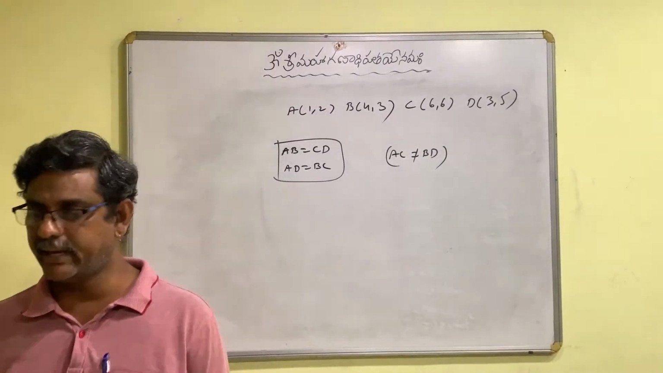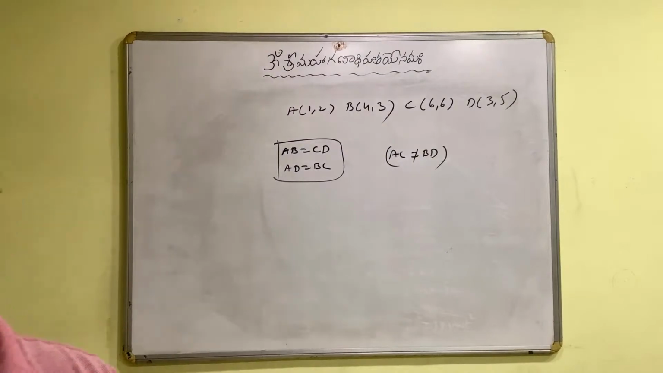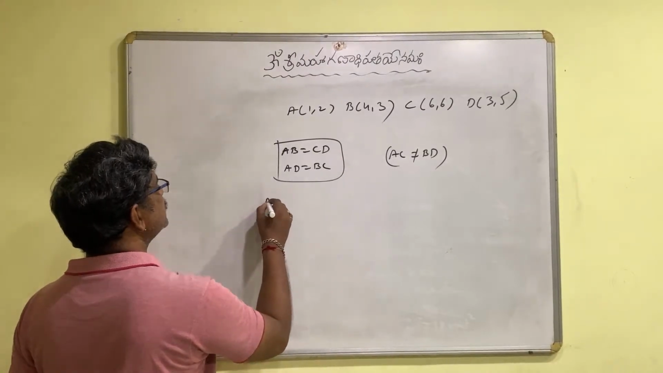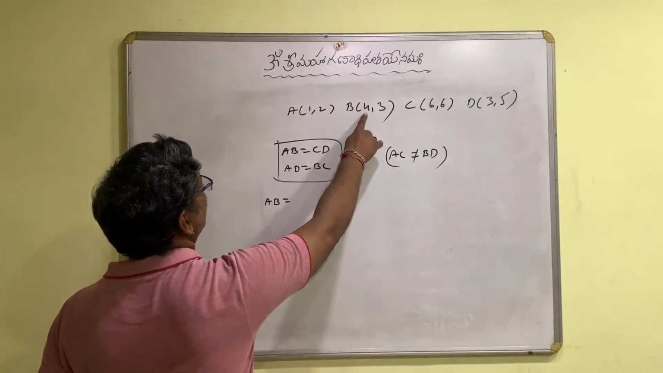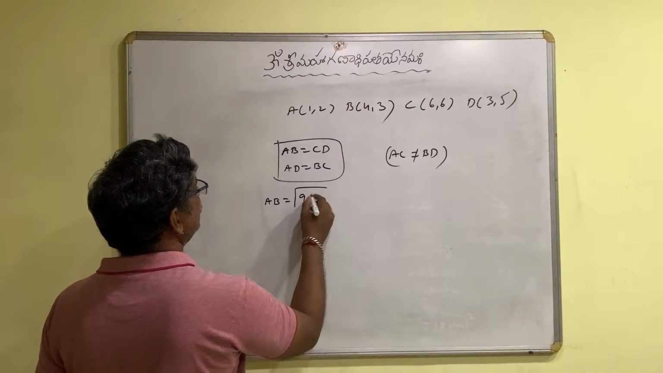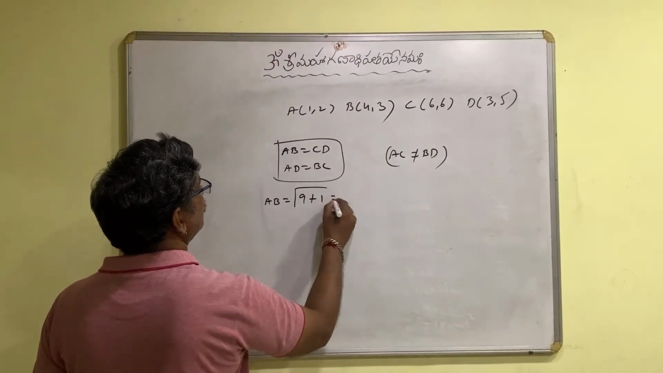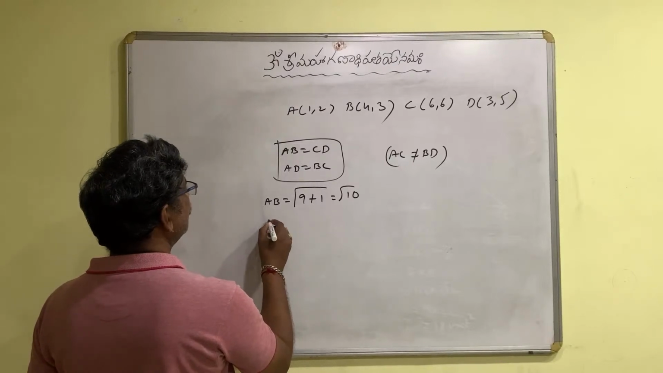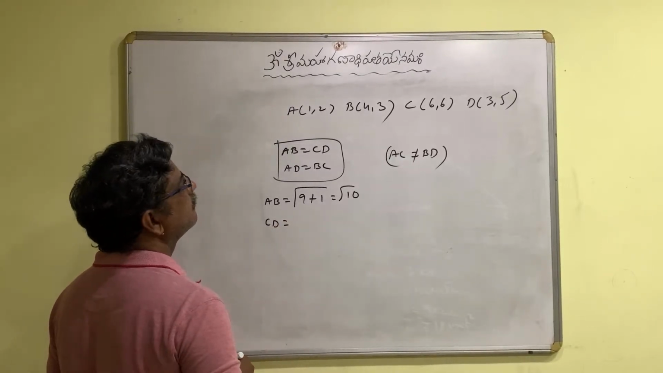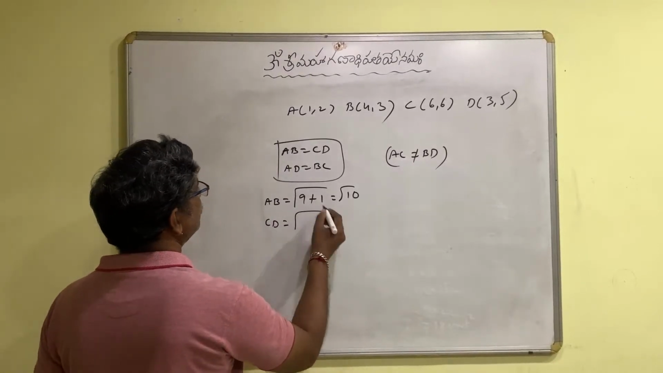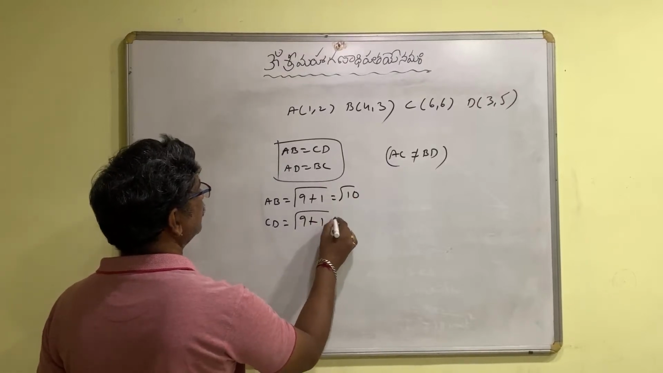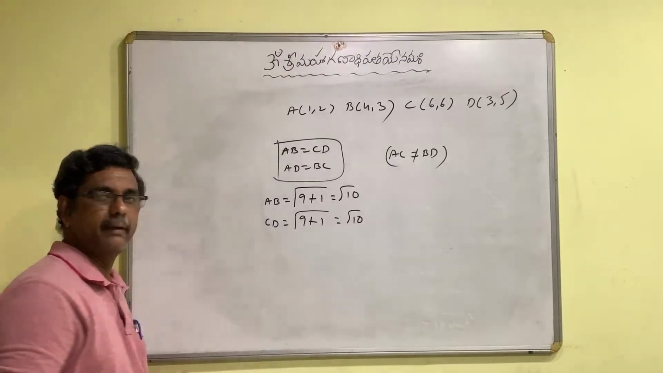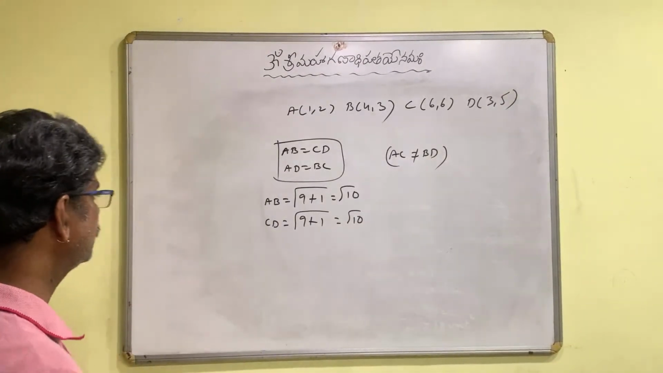What is AB? What is CD? First, AB how much? 1 minus 4, minus 3 whole square, 9, plus 1, root 10. What is CD? 6 minus 3 whole square, 6 minus 3, 3 whole square, 9. 6 minus 5, 1, 1 square, 1. Root 10. So AB equal to CD.